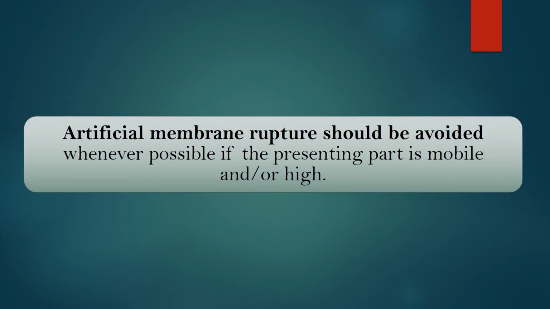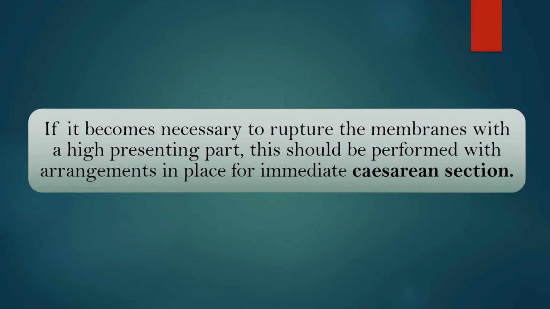Artificial membrane rupture should be avoided whenever possible if the presenting part is mobile and/or high. If it becomes necessary to rupture the membranes with the high presenting part, this should be performed with arrangements in place for immediate cesarean section.